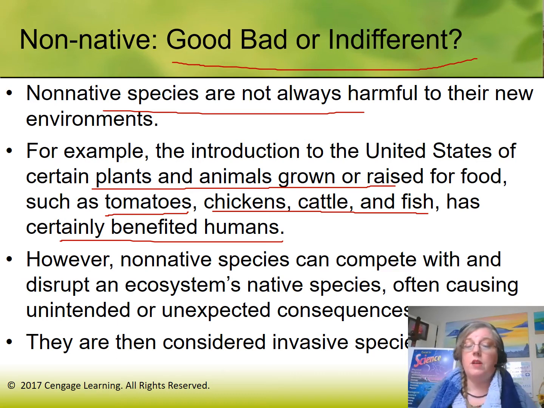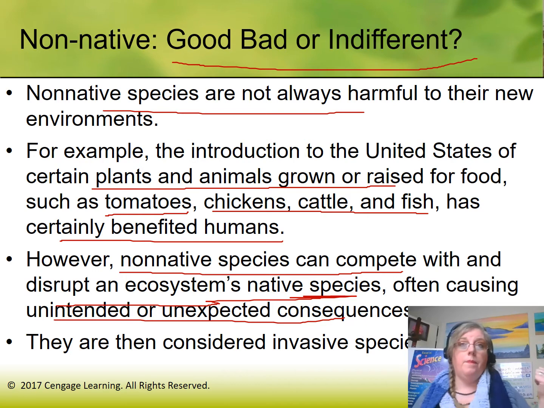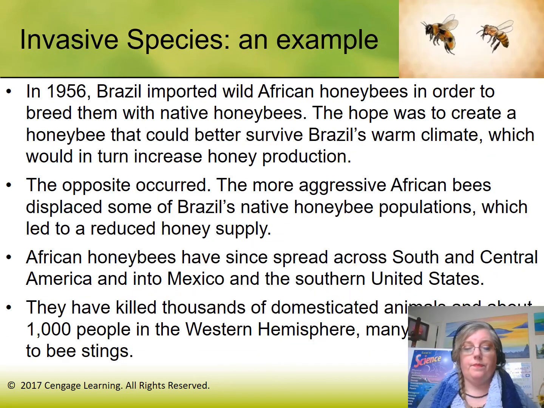Okay. So sometimes it's okay, but a lot of times the non-native species are going to compete and disrupt the ecosystem's native species, often causing unintended or unexpected consequences, like threatening, endangering, and even causing the extinction of native species. If they are bothering the native species, then they are considered invasive. Here's an example. I have about three invasive species examples.